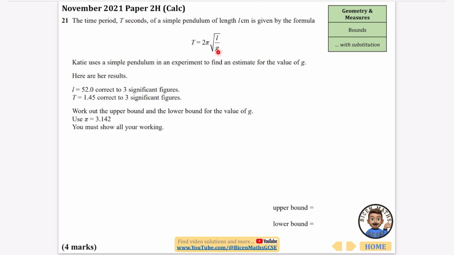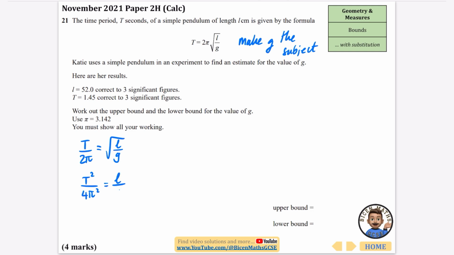Well, unfortunately, this formula doesn't even tell us what g is, so I think we need to do some rearranging first of all. Now, I think what we should do is, first of all, divide by 2 pi, so that I have just root L over g. So I'm going to rearrange it to make g the subject. I'm going to divide by 2 pi. I'm going to get t divided by 2 pi is equal to the square root of L over g. Now I'm going to square both sides, so I get t squared over, when you do 2 pi squared, you get 2 squared, which is 4, and then you get pi squared, and that is equal to L over g.